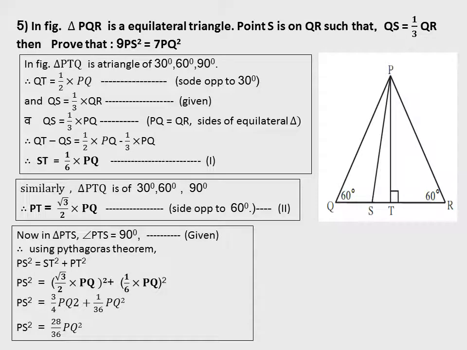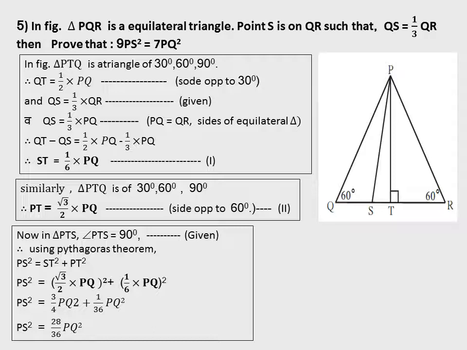Now in triangle PTS, see PTS, this is a right angle triangle because angle PTS is 90 degree. That means we can use Pythagoras theorem. Using Pythagoras theorem, we can write PS square equal to ST square plus PT square. That means hypotenuse square equal to one side square plus other side square.